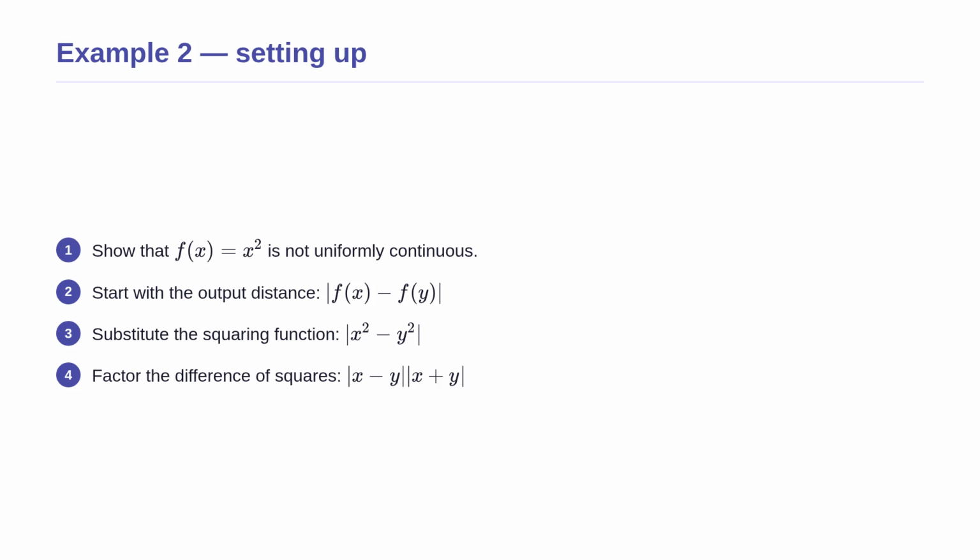We want to show that f of x equals x squared is not uniformly continuous on the entire real number line. To prove this, we must show that the output distance can become massive even if the input distance is kept tiny. We start again by writing the distance between the outputs, substituting the squaring function to get the absolute value of x squared minus y squared. Using basic algebra, we factor this difference of squares into two separate absolute value terms multiplied together, the distance between inputs and the sum of the inputs.